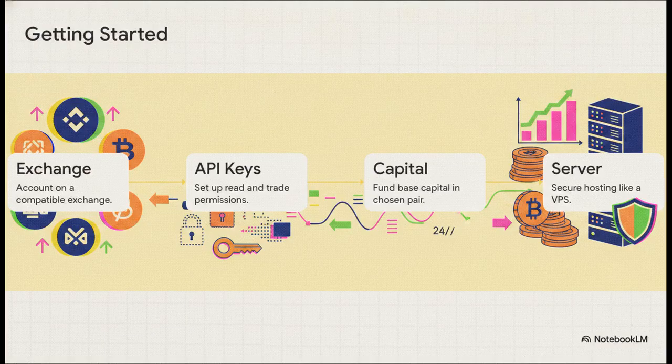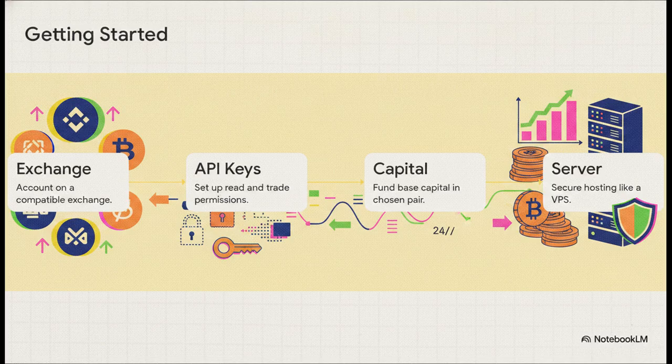All right, this is the most crucial part of today's explainer, the actual step-by-step blueprint. Trader to trader, here are the 4 concrete prerequisites you need before even thinking about booting up the script. 1, an account on a highly liquid exchange. 2, carefully generated API keys. 3, your base capital pre-allocated into your chosen trading pair. And 4, a secure, highly reliable VPS or server.